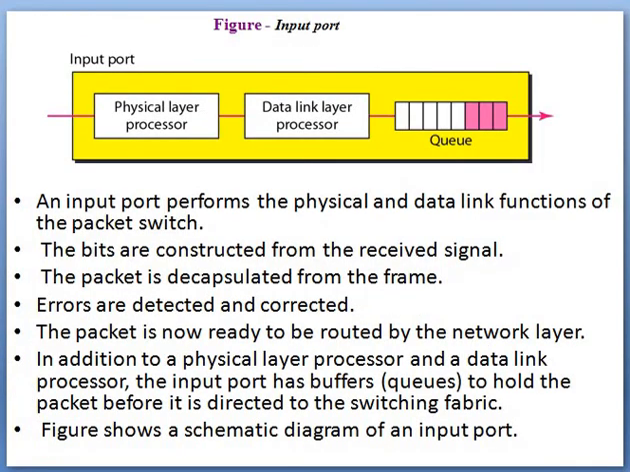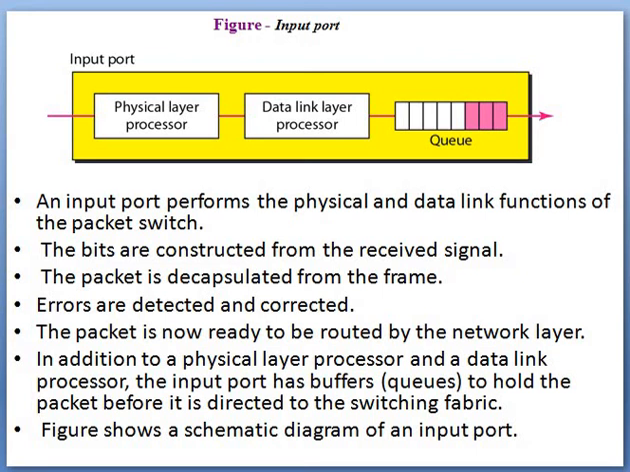First, the input port. It performs the physical and data link layer functions of the packet switch. The bits are constructed from the received signal. The packet is decapsulated from the frame. Errors are detected and corrected. The packet is now ready to be routed by the network layer, which is shown in this figure, from the physical layer processor to the data link layer processor to the network layer by using a queue.